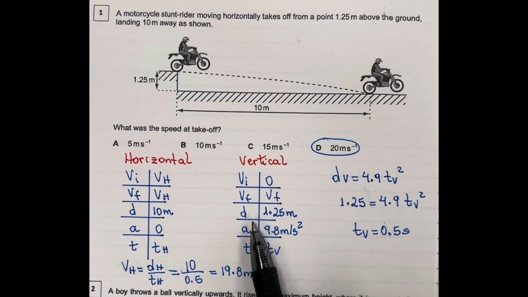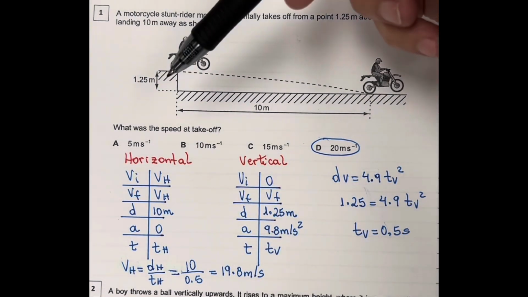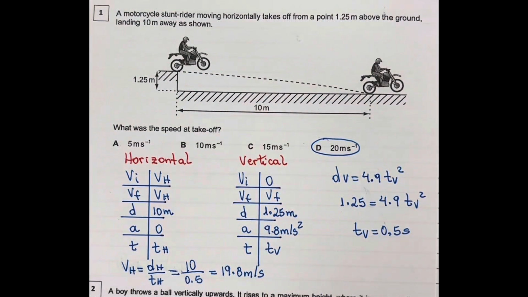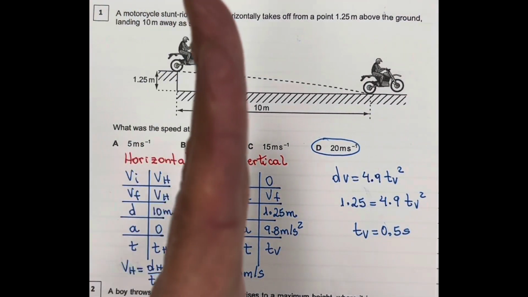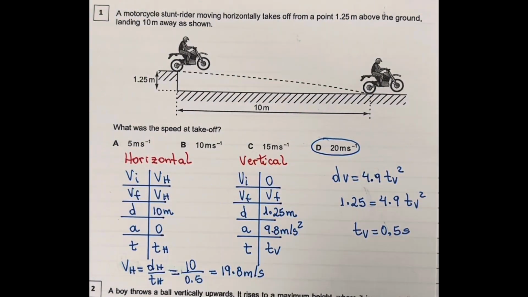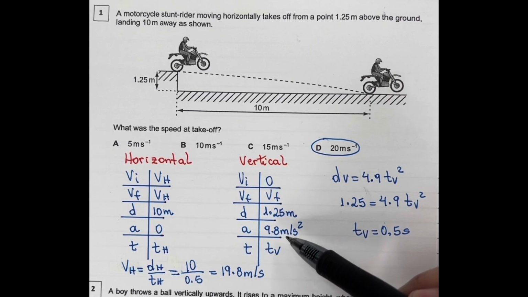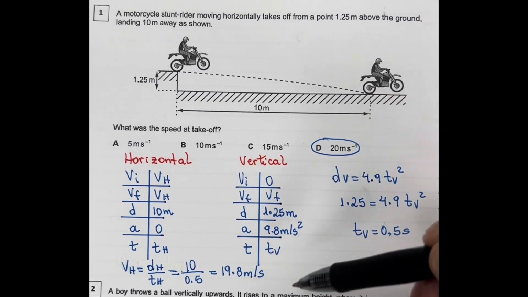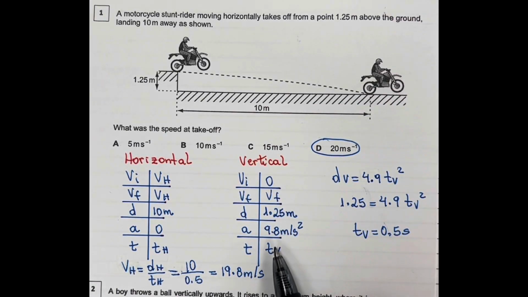The vertical distance is 1.25, which is this, like we just did horizontally. Vertically, we're going to scan everything in this direction. The acceleration of gravity is accelerating downwards, so it's positive 9.80 meters per second squared. And the time that it stays in the air, we are going to call TV.